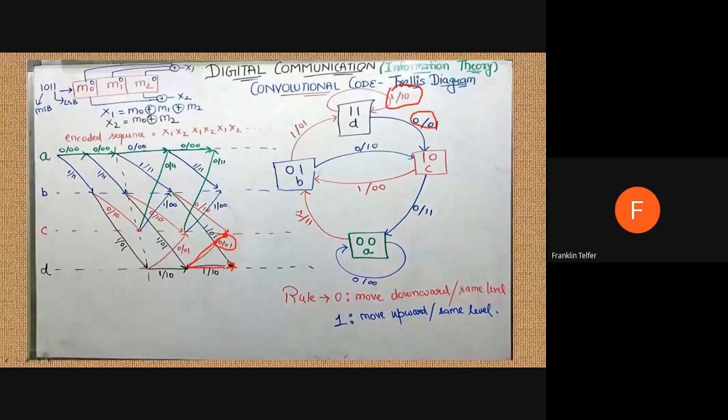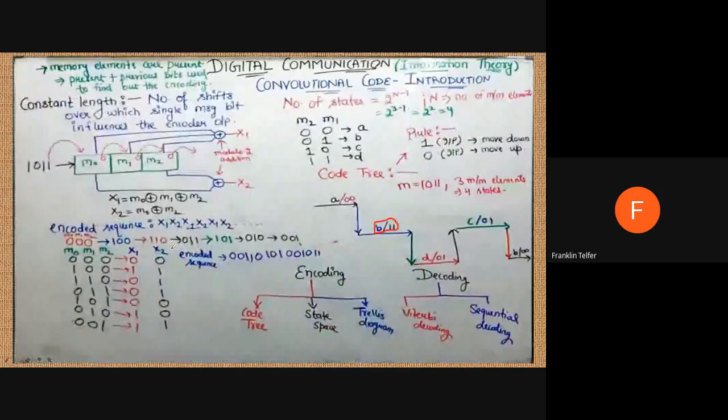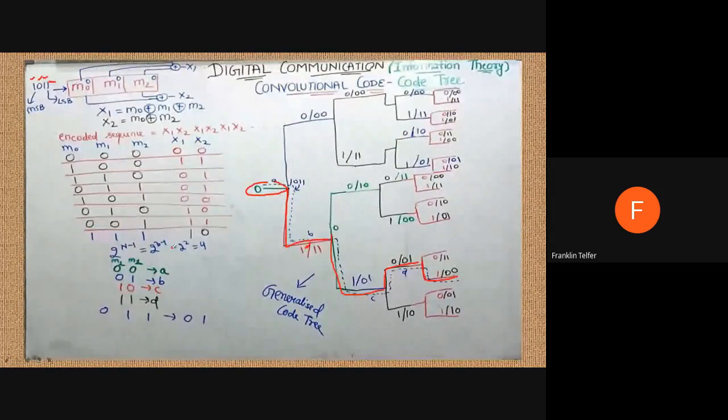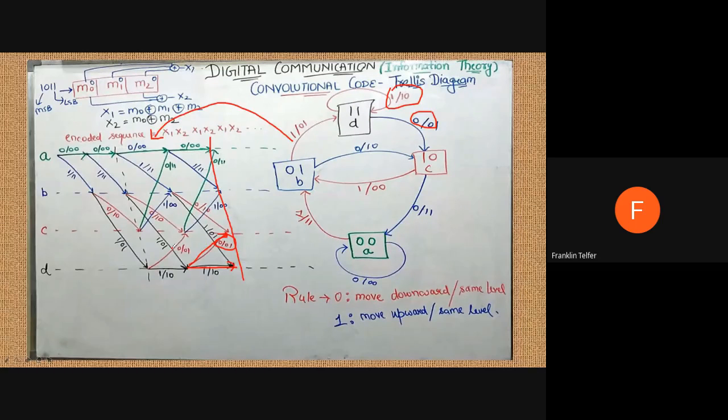Right. So this is where the Viterbi trellis diagram has been framed. From the state diagram we are able to converge to the trellis diagram. Previously, we started from the code tree, the generalized code tree. From the generalized code tree we framed the state diagram. From the state diagram we framed the trellis diagram.